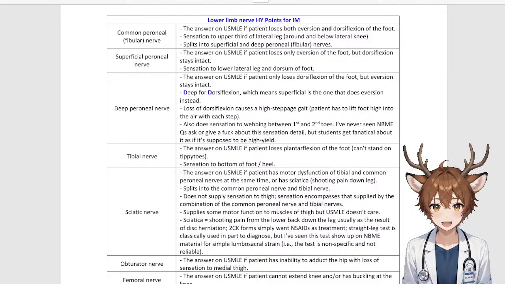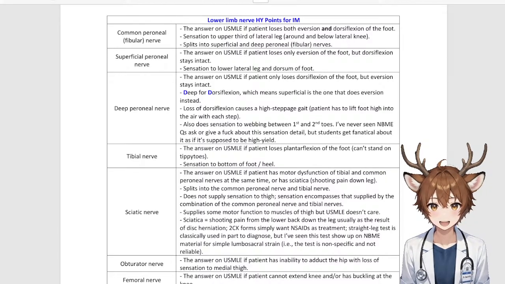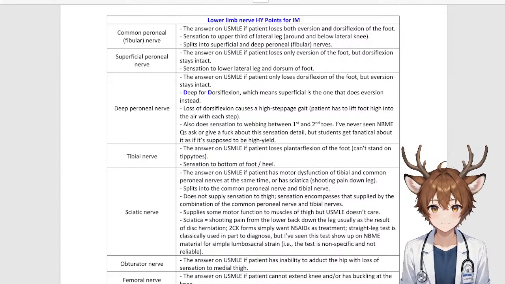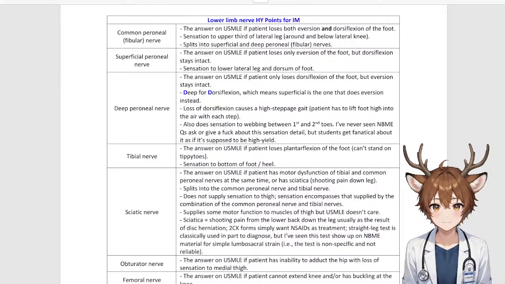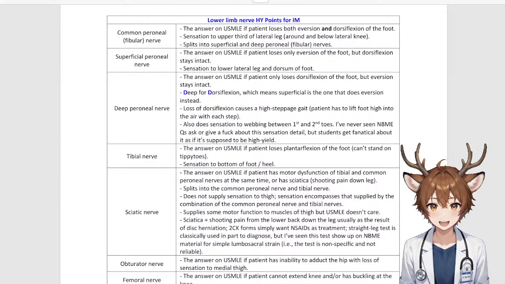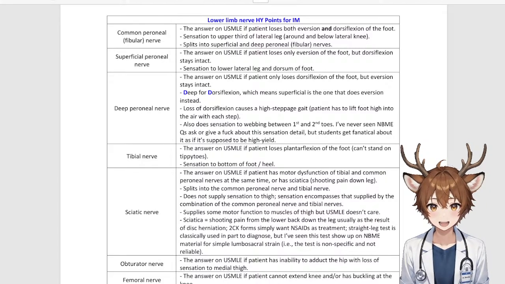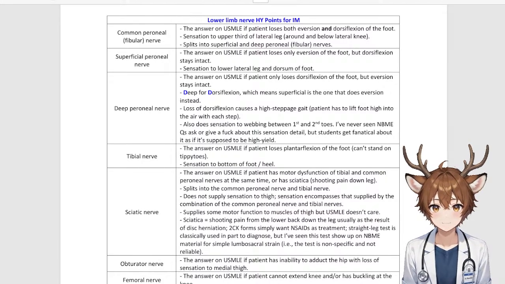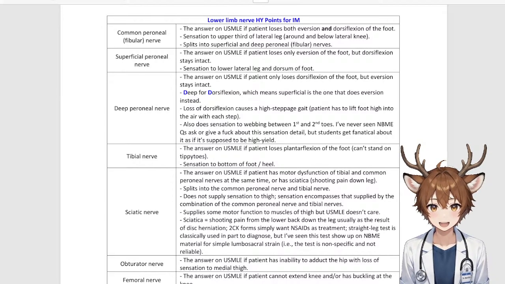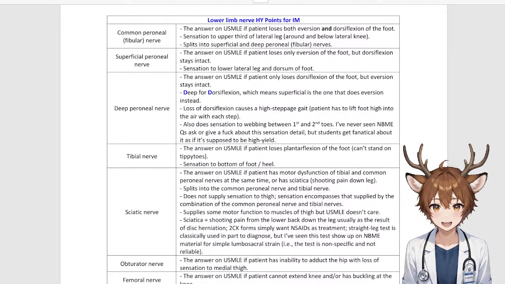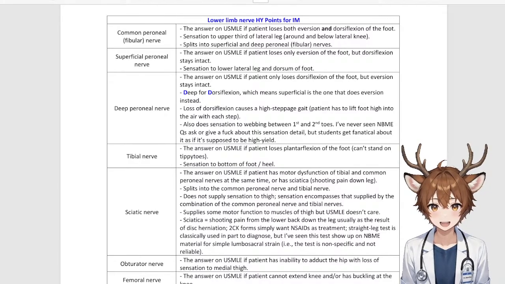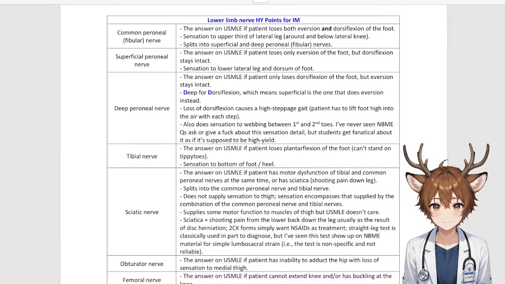Superficial peroneal nerve. The answer on USMLE if the patient loses only eversion of the foot, but dorsiflexion stays intact. So again, we have common peroneal that has superficial and deep, but that superficial would only have the eversion loss, but it would have dorsiflexion intact. What about deep peroneal nerve? The answer on USMLE if the patient loses only the dorsiflexion of the foot, but the eversion stays intact. So deep for dorsiflexion, which means that the superficial is the one that's for eversion instead.